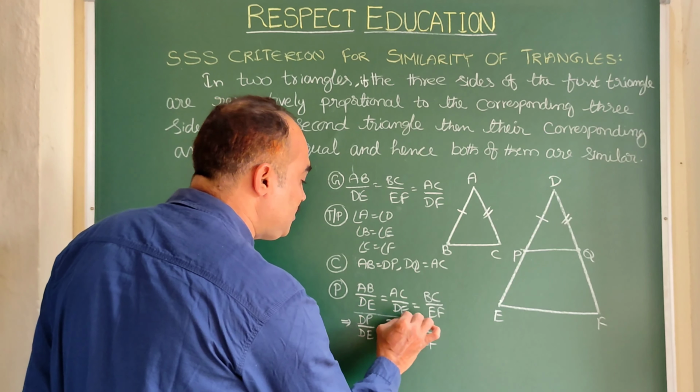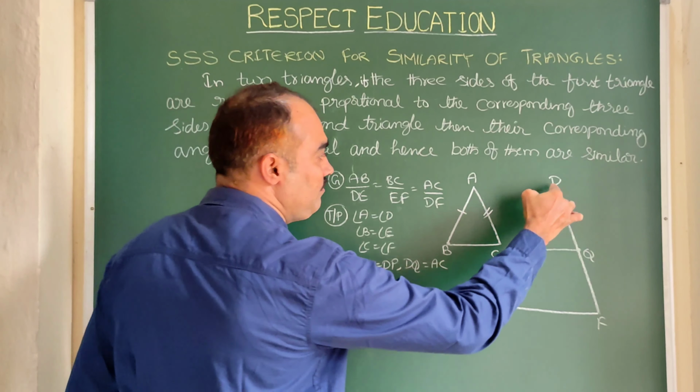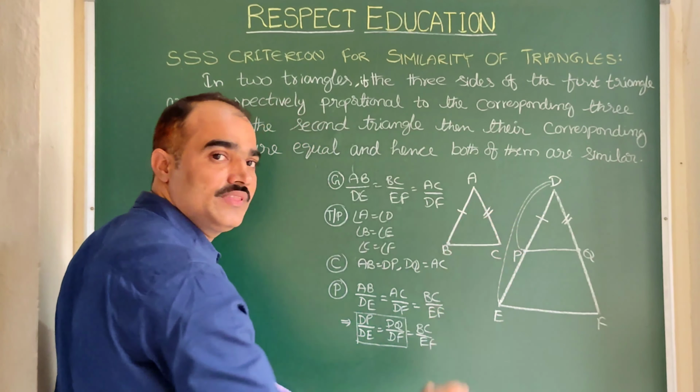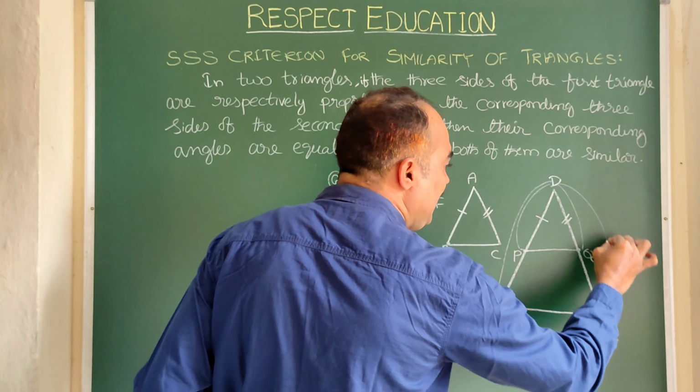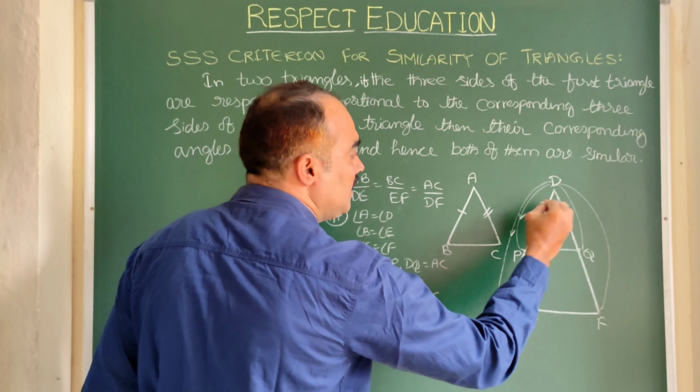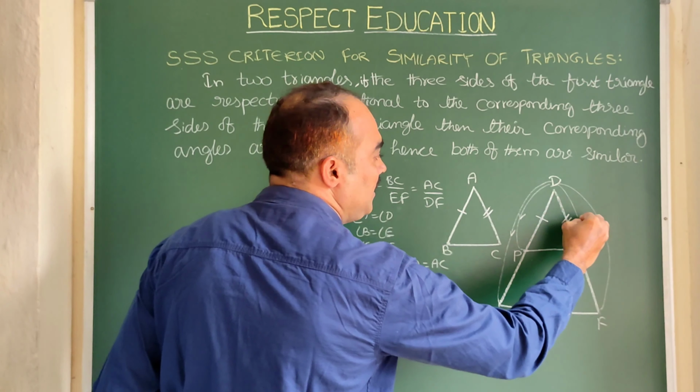Now let us compare the first two. DP by DE is equal to DQ by DF, right? That means the ratios are equal. When ratios are equal, lines are parallel by using the converse of BPT. Here I used the converse of BPT. The converse of BPT says that if the ratios are equal, the lines are parallel. Here you see PQ is parallel to EF. So we got PQ is parallel to EF.